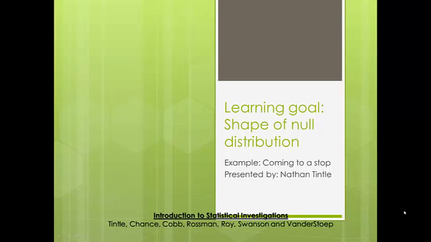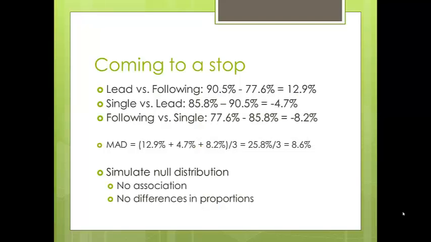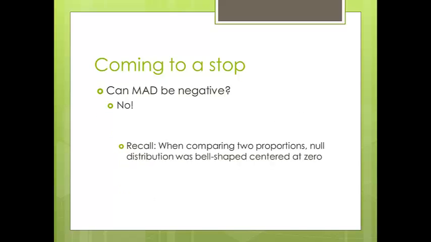In this Learning Goal video, we will talk about the shape of the null distribution when we use a MAD statistic. We will use the Coming to a Stop dataset from the Introduction to Statistical Investigations textbook. In this dataset, we can compute a value of 8.6% for the MAD statistic. Now, when we simulate the null distribution, we're simulating the hypothesis of no association, that is, that there's no differences in the proportions.